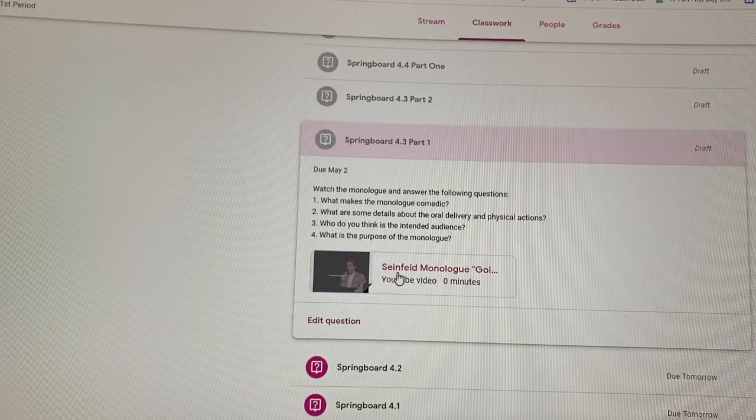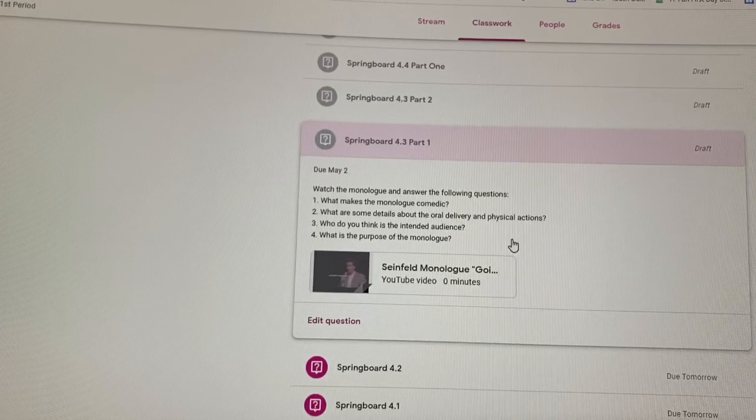So what gestures was he making and what was he doing with his voice? Because he definitely did some stuff. And then who do you think is the intended audience? That could include the age group. It could include people in a specific city or country or state.